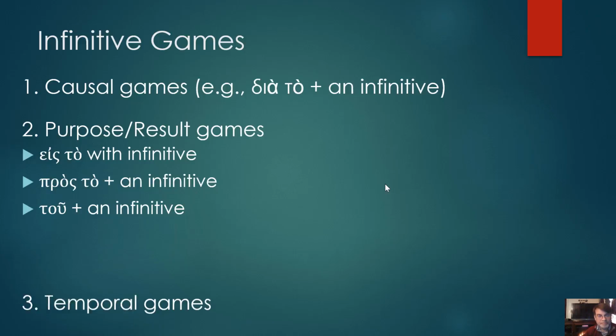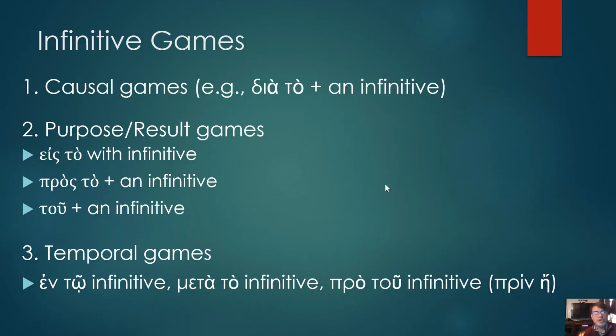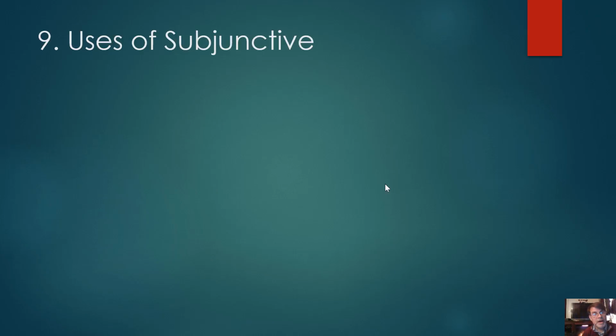Then finally, there can be timing games, temporal games. En to with the infinitive translates as while doing something. But meta to with an infinitive translates as after doing something. Pro tou with an infinitive or prin with an infinitive translate as before doing something. Again, these are just games that infinitives play. We just memorize them and translate accordingly. We're close to the end now.